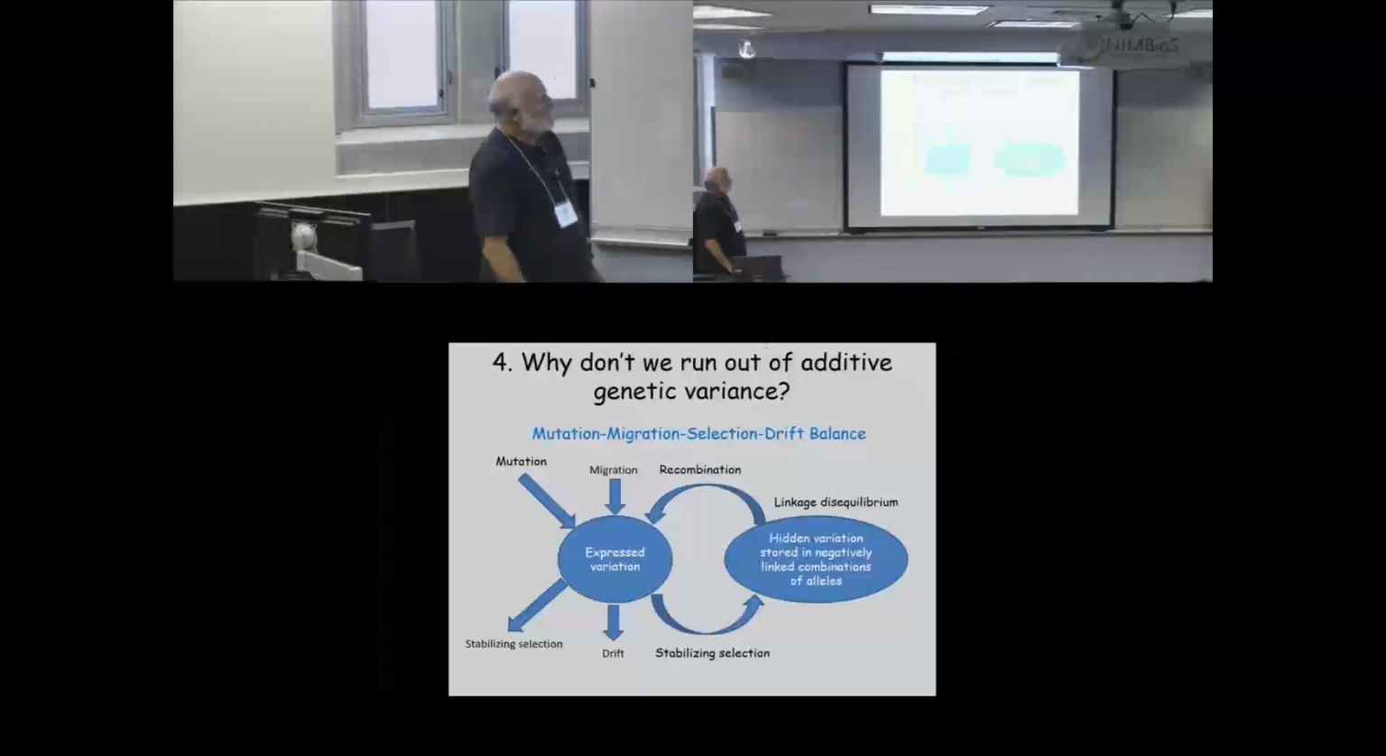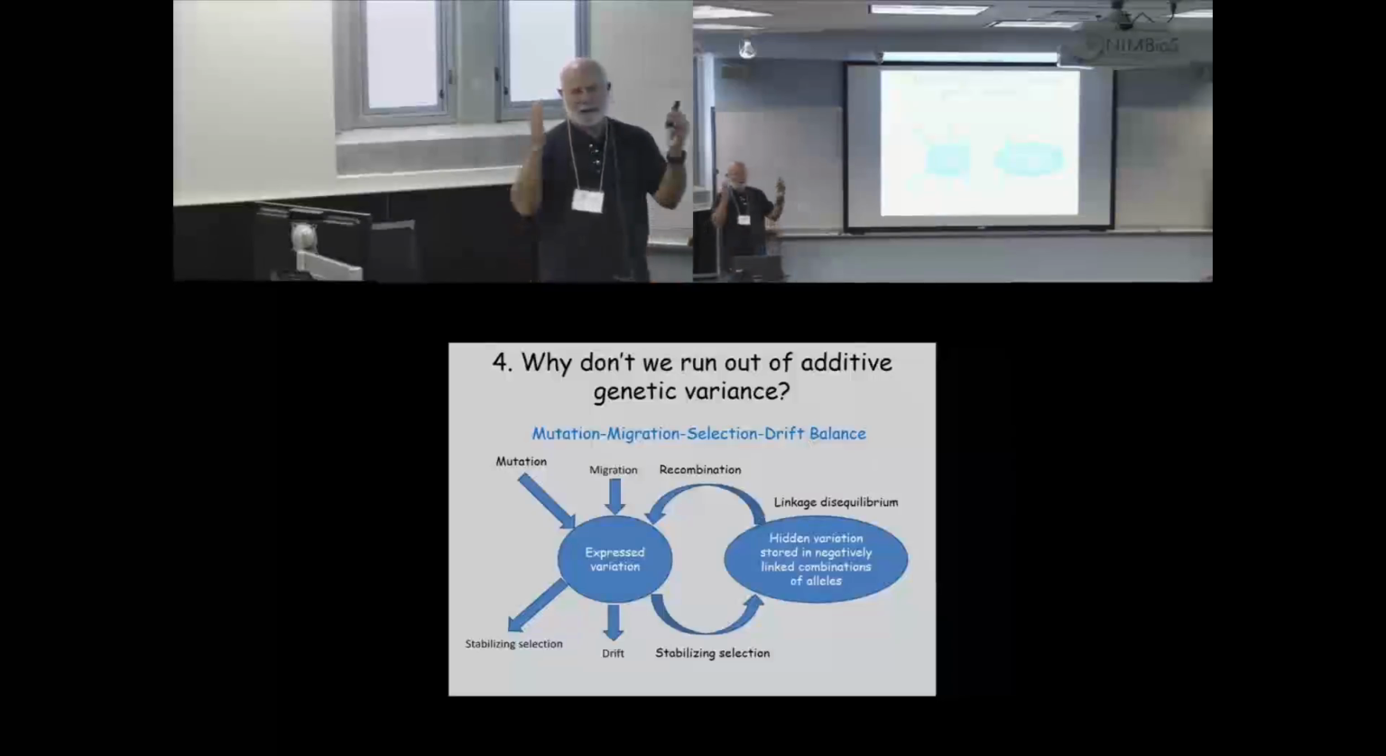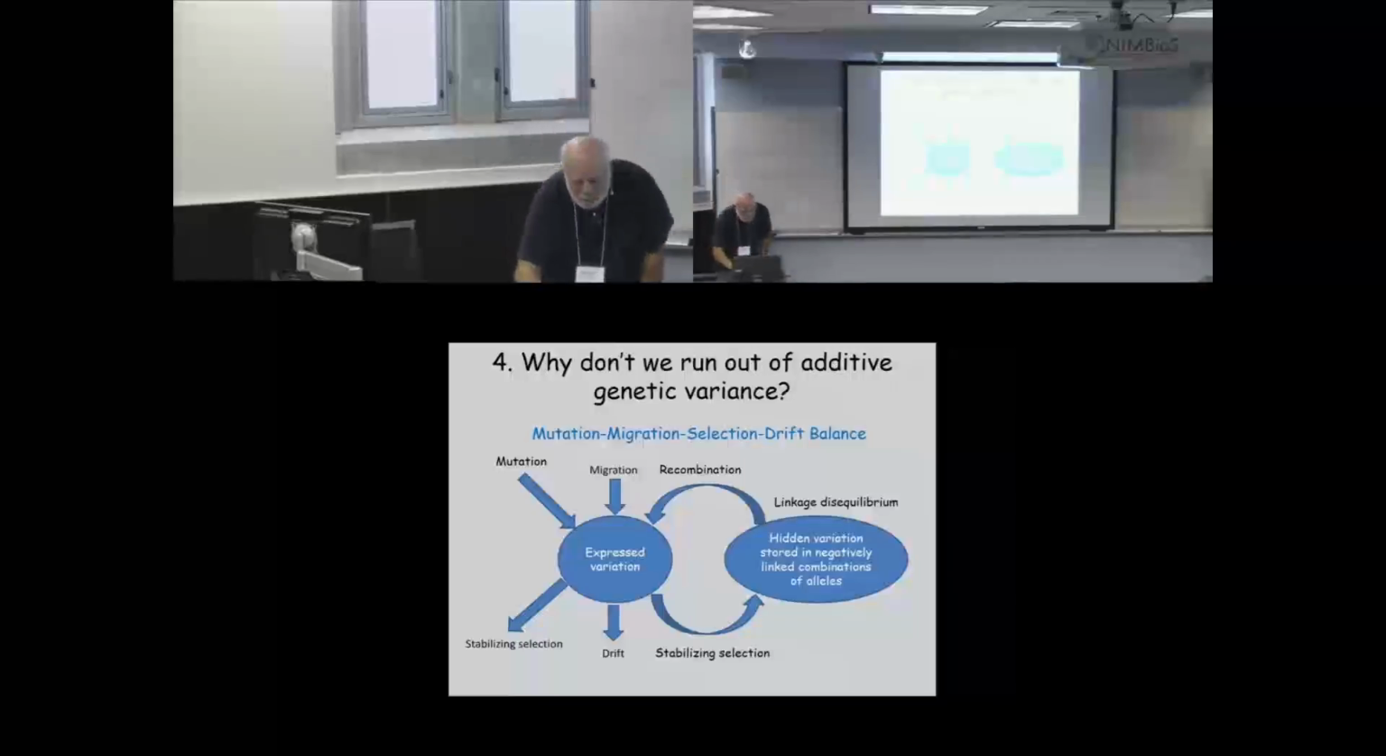So the idea, and this is due to Lande in one of the papers listed at the end of the talk, is that we might equilibrate our expressed variation in some kind of a model like this. And indeed, if you look at the fossil record again, it's often not only the case that the mean is relatively stable, but also the variance, the phenotypic variance, is relatively stable too.